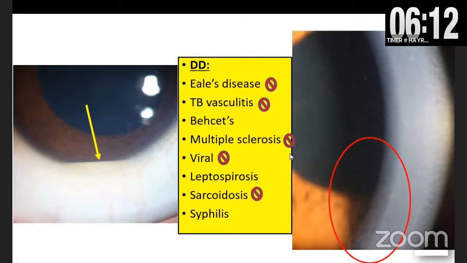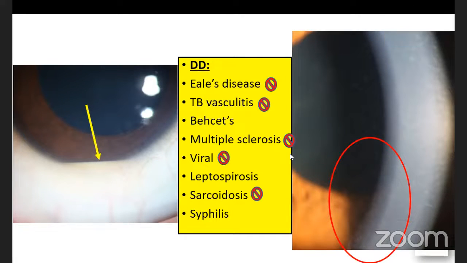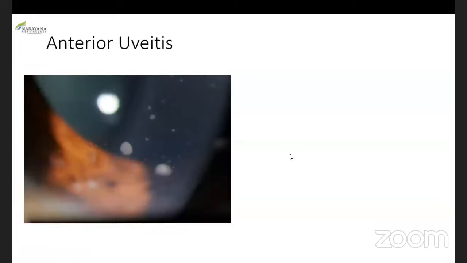So we are left with Behçet disease, leptospirosis, and syphilis. So now ask appropriate questions of the patient, do appropriate investigations, and you will hit the diagnosis. So this patient had a history of orogenital ulcers and was positive for HLA-B51, proving the diagnosis of Behçet disease.